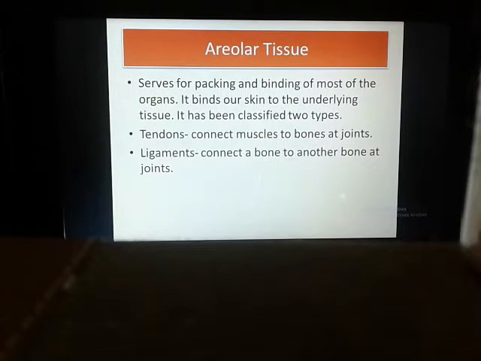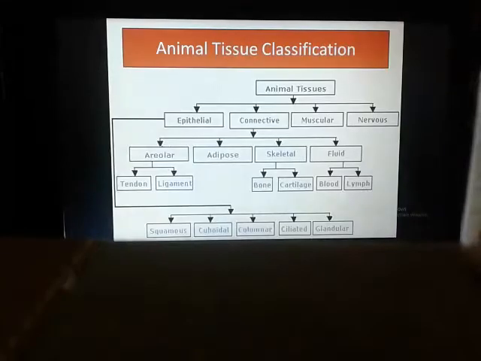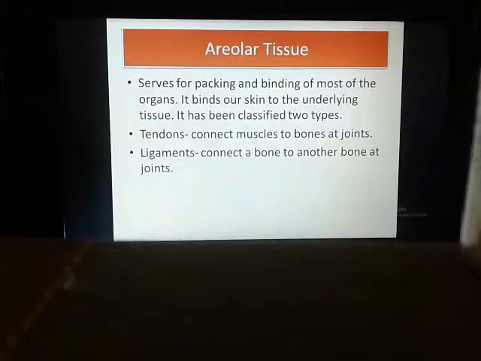Now coming to areolar tissues. The epithelial tissues we have covered. Now coming to connective tissues. Connective tissues have 4 parts: areolar, adipose, skeletal and fluid. First is areolar. These areolar tissues serve for packing and binding of most of the organs. They bind our skin to the underlying tissues, and they are classified into 2 types: one is tendon and one is ligament.